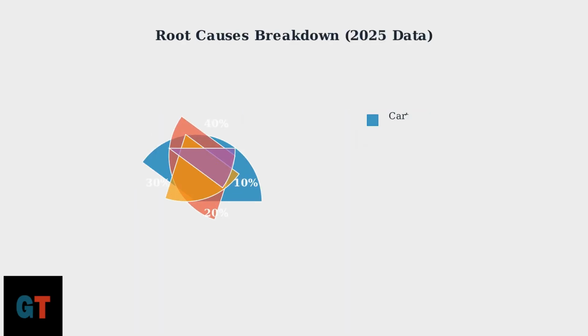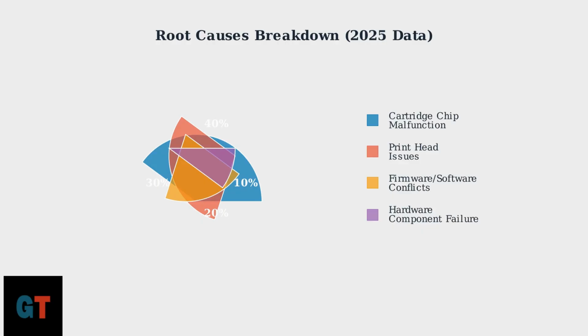Based on 2025 analysis data, cartridge chip malfunctions account for 40% of Error B204 cases, making them the leading cause. Print head issues represent 30% of cases, while firmware and software conflicts cause 20% of errors. Hardware component failures account for the remaining 10% of cases.